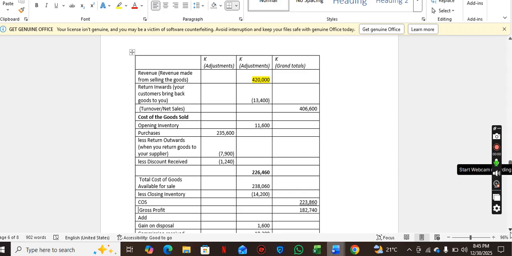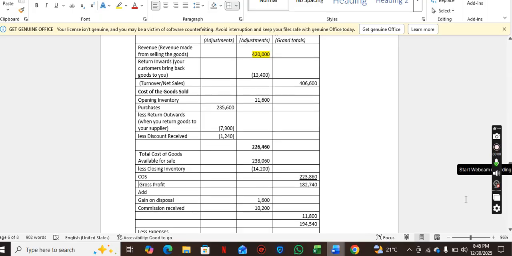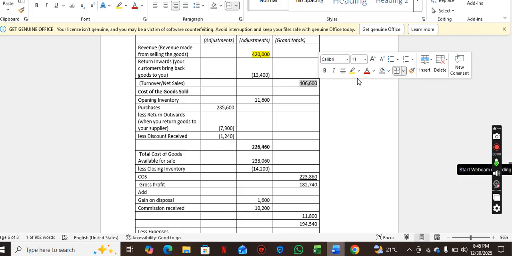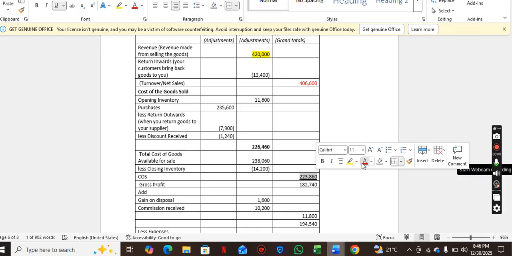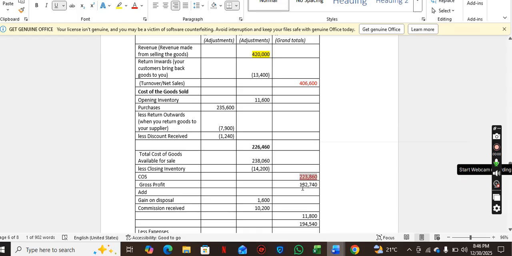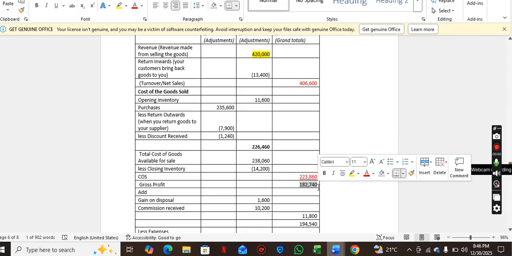Okay, where was I? Right, yes. So gross profit is net sales minus cost of goods sold, and you get 182,740.